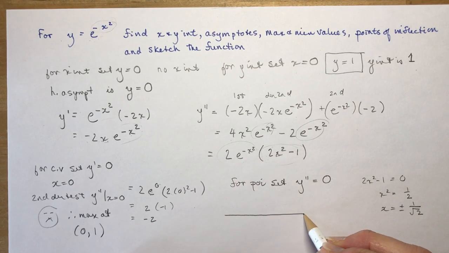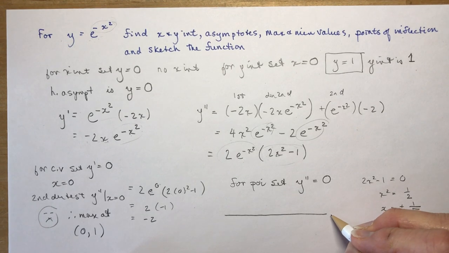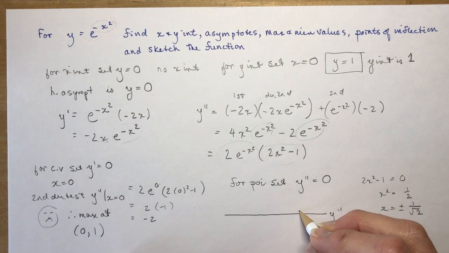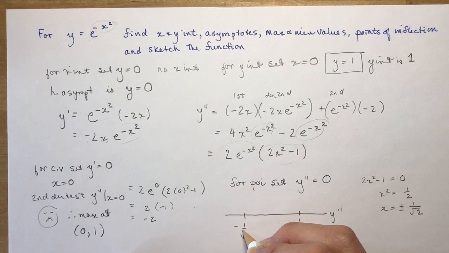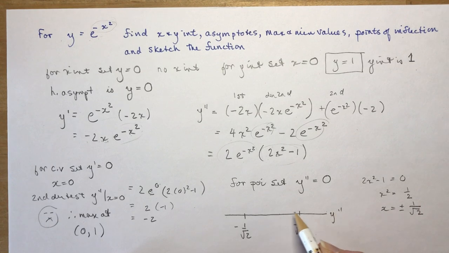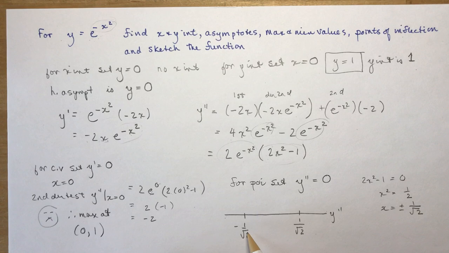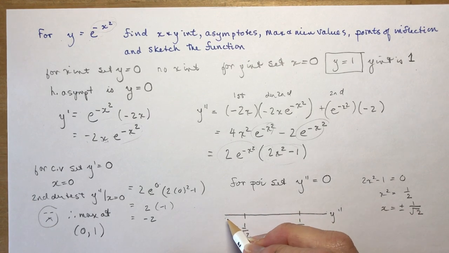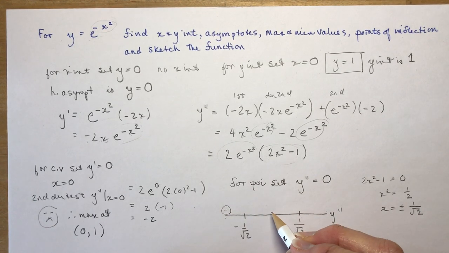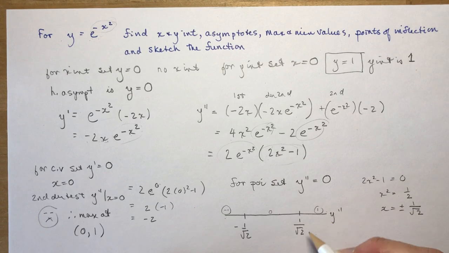I'm going to do a second derivative test to check for concavity. So y double prime, and I'm going to have 1 over root 2 here and minus 1 over root 2, and I'm going to check values in each of these three sections to see if they're positive or negative. What's 1 divided by root 2 anyway? On my calculator, I get 0.7. Okay, let's check minus 1, we'll check 0 here, and we'll check 1 on this side.